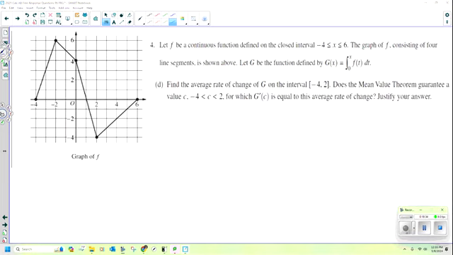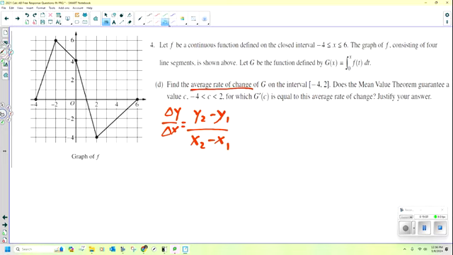All right. This is the last part, 4D. Find the average rate of change. Shame on you if you don't know that average rate of change is just change in y over change in x, which is y2 minus y1 over x2 minus x1. Shame on me for making such a terrible y. But there you go. Find the average rate of change of g on the interval from -4 to 2.